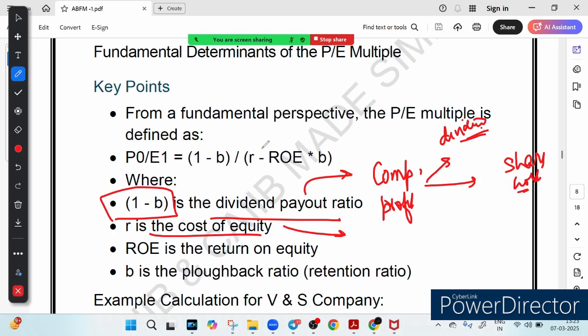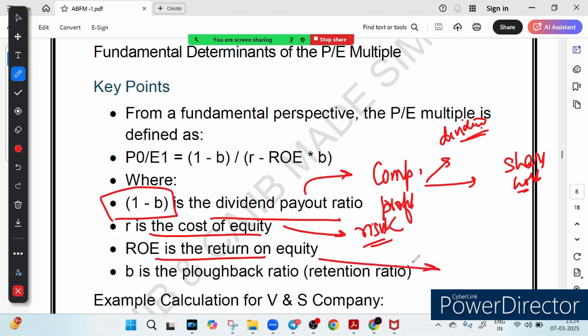This is in the denominator. So the return investors expect for taking the risk. Obviously investors are taking the risk. How much return are they expecting? If investors think that the stock is risky, they will expect higher return. Obviously higher risk means higher return, so r will be higher.